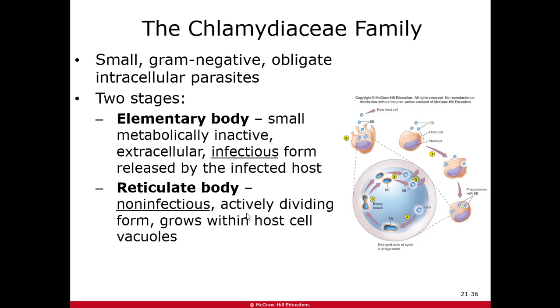The elementary bodies are smaller and inactive, but this is the infective form. So if you're going to pick up a chlamydia bacteria, you're picking up the elementary body. The elementary bodies are what's going to get inside of our cells to cause an infection. However, once it gets inside of our cells, it then turns into a reticulate body, the RB.